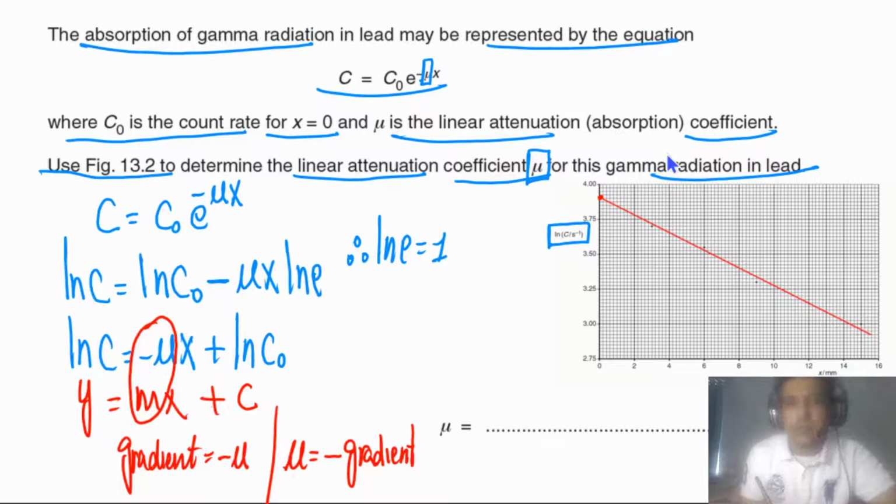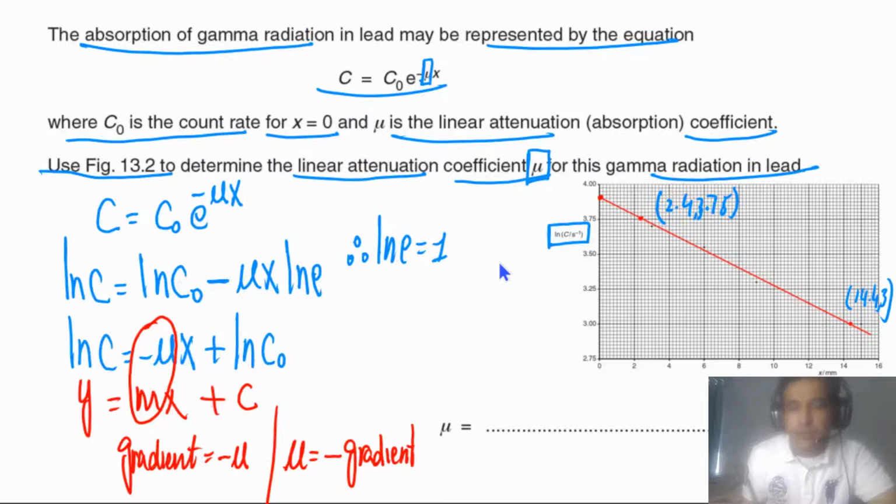Now we can simply take 2 points on this line. We take 1 point here and another point here. Maybe these 2 points are very small to see, but I will write the coordinates here. The coordinates of the first point are 2.4 comma 3.75, and the coordinates of the second point are 14.4 comma 3.